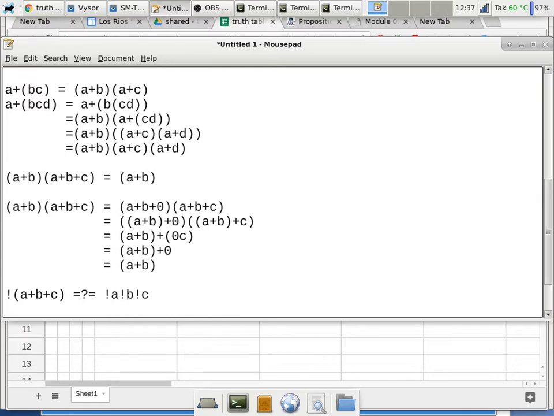Mm-hmm. Yep. I'm assuming it also works in a simpler form where it's just A and the thing A or B. So if you just have A times A or B, then that will eliminate the B. Well, I'm thinking about it in just simplifying it so that A or B is represented by one variable. Okay.